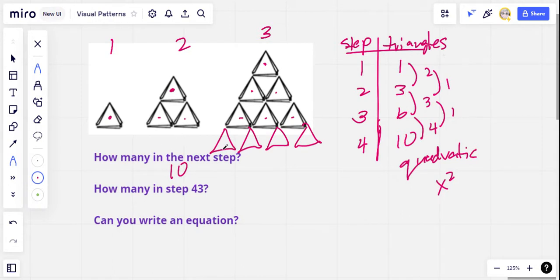And what I'm noticing is in these next 2 steps, the number of triangles we end up with is less than the squared step number. So to get something to be less than, I have 2 strategies.